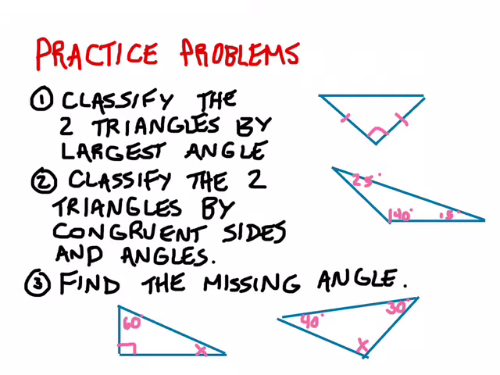And here are your practice problems for the lesson. For numbers 1 and 2, you're going to use the triangles here on the right, and you're going to classify them first by largest angle, then by congruent sides and angles. And then for number 3, you have two triangles down here. You need to find the missing value of x. Good luck.